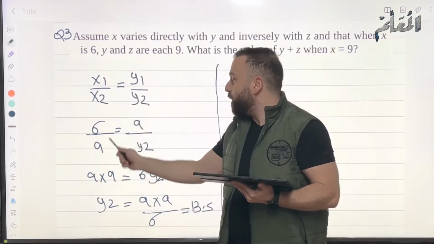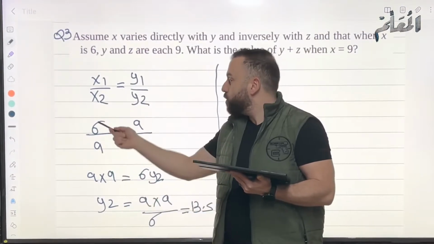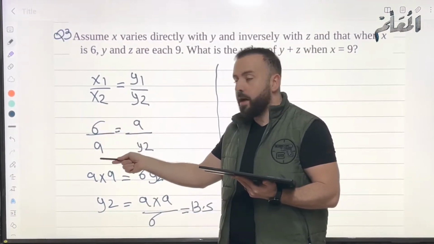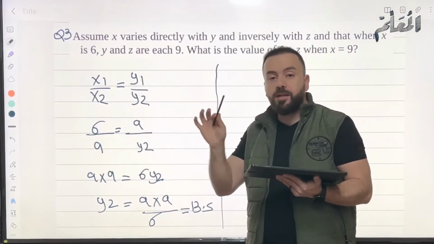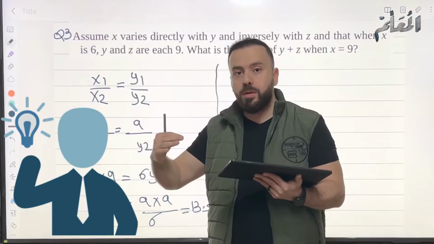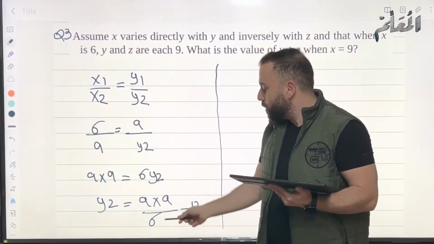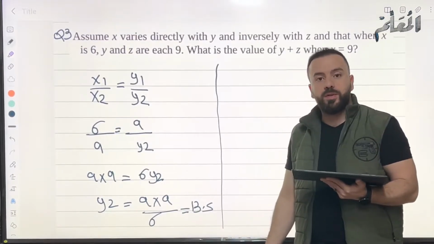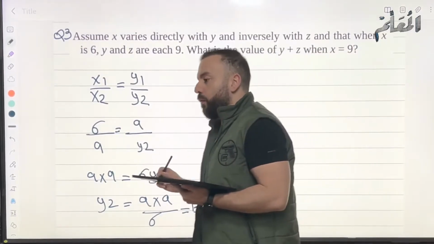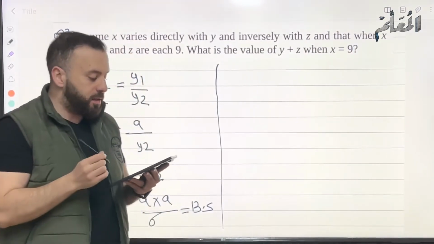Just to say, in a direct variation, if x increases, of course y also will increase. So 6 jumps to 9, and y should be a greater number, not less, which is going to be 13.5 as you can see. Let's go for the story of the relation between x and z now.